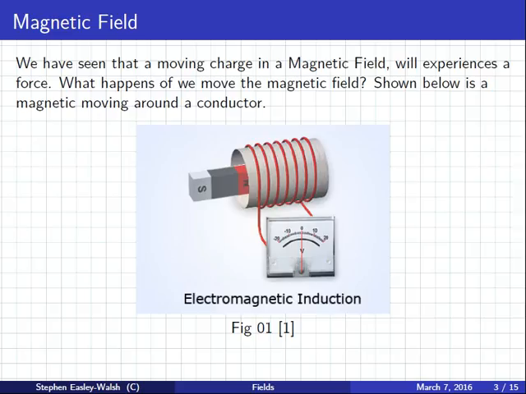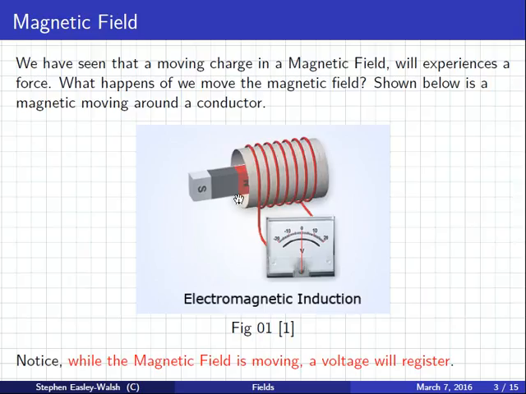Yes? Question? You can use the magnet to produce power. Yes, we'll get to how in more detail later. Okay, got that? Induction. This is the concept. We're moving the magnet, as you can see in the picture here. Does it have to be the north pole or the whole magnet? It's better if the whole magnet goes through, but it could be just north or both. It doesn't matter. Notice that while the magnetic field is moving, a voltage will register on the voltmeter.